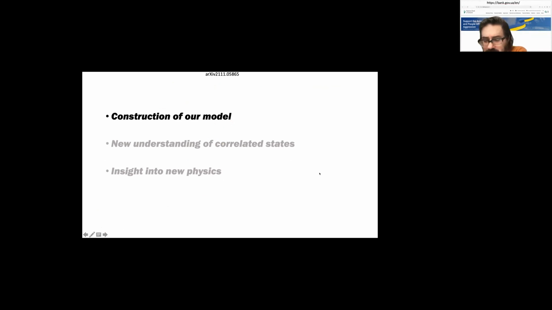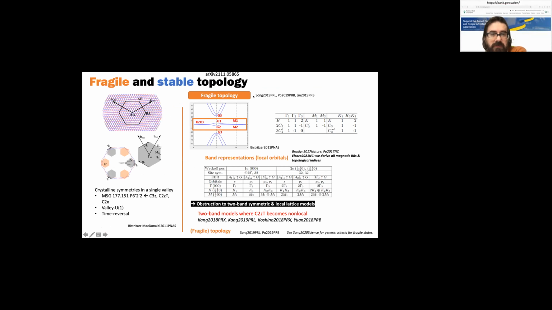I'm going to start with the construction of the model. And to start with the construction of the model, we have to start with the symmetries of the twisted bilayer graphene. The symmetries of the twisted bilayer graphene are the following. There's a magnetic space group. And the reason why there's a magnetic space group at play is the following.